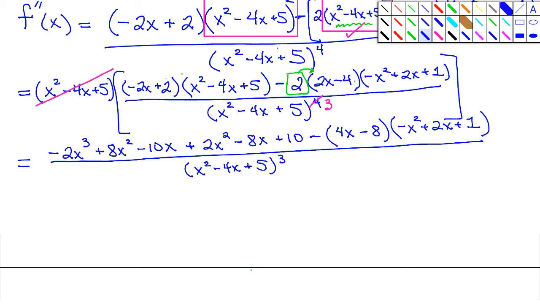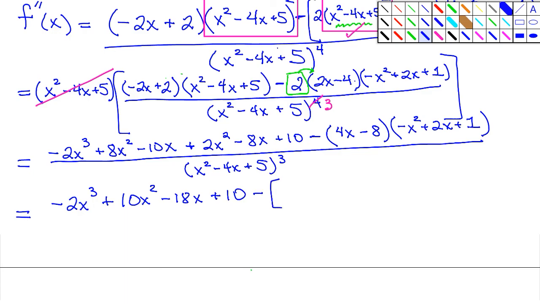Next, let me take the terms on the left and simplify what I can. So this is going to be negative 2x cubed. I'm looking at the x squareds, and I see I have 8 and 2, so that's 10x squared. Looking at the x terms, I have negative 10 and negative 8, so that's negative 18x. And then the constant term is just 10.